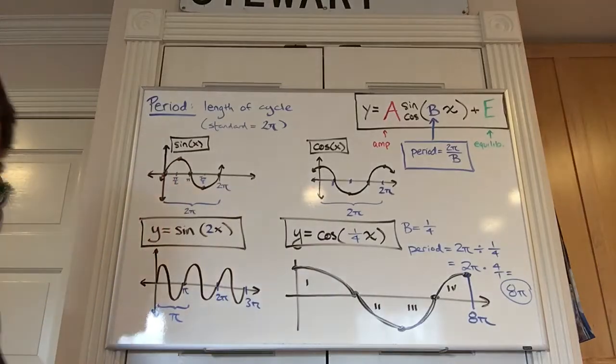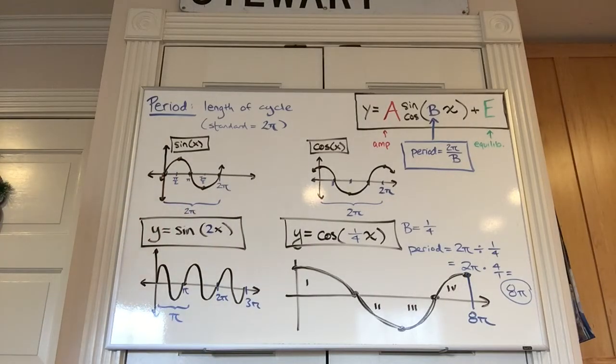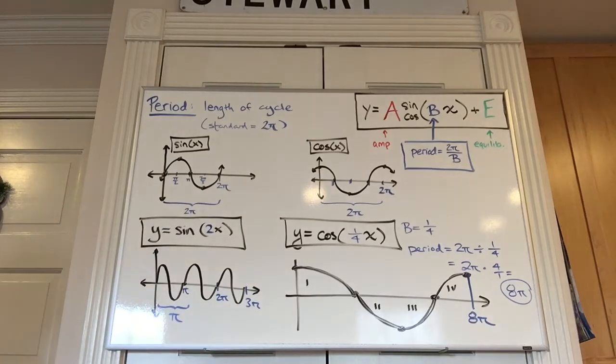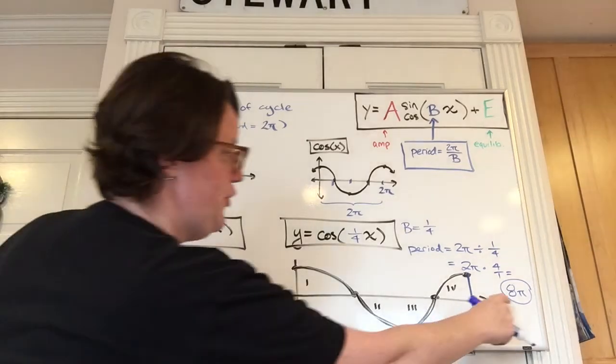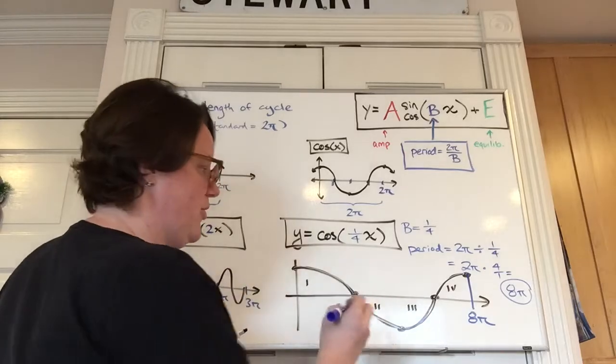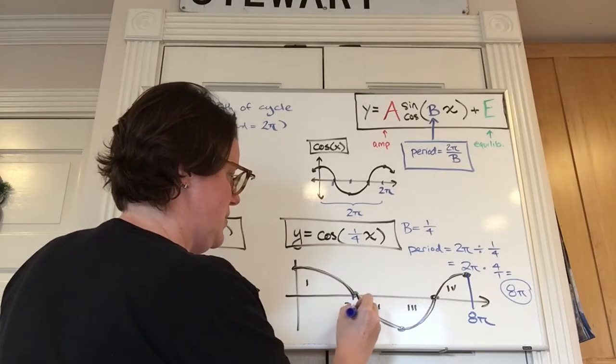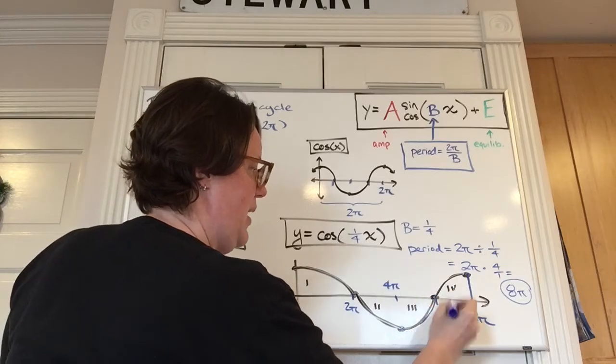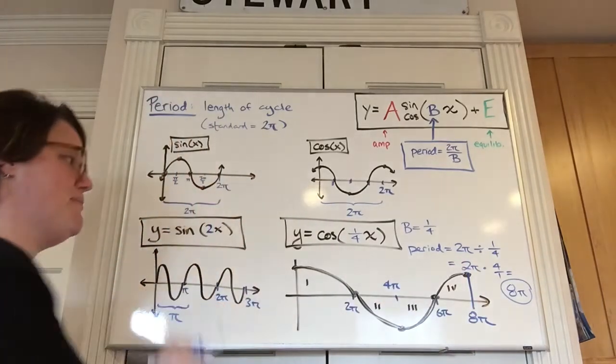For that reason, I often don't just think about the period. I also think about what I would call the quarter period, a fourth of the period. The quadrants will always take 1/4 of the period. So if the full period is 8 pi, a fourth of that is 2 pi. That means this happens at 2 pi, this happens at 4 pi, this happens at 6 pi. The full cycle happens in 8 pi.